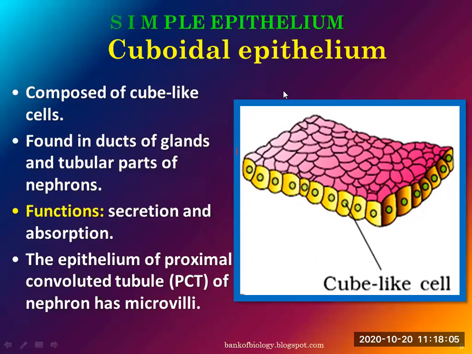Simple cuboidal epithelium is composed of cube-like cells found in the ducts of glands and the tubular parts of the nephron, and it functions in secretion as well as absorption. Why am I repeating? Because every sentence has already been questioned in previous examinations. Very small area, according to NCERT, but a more productive area in terms of examination.